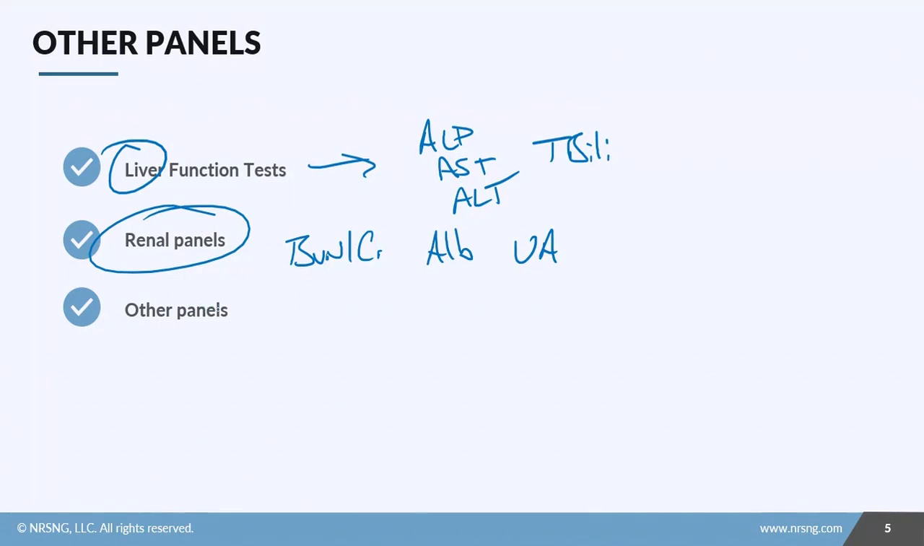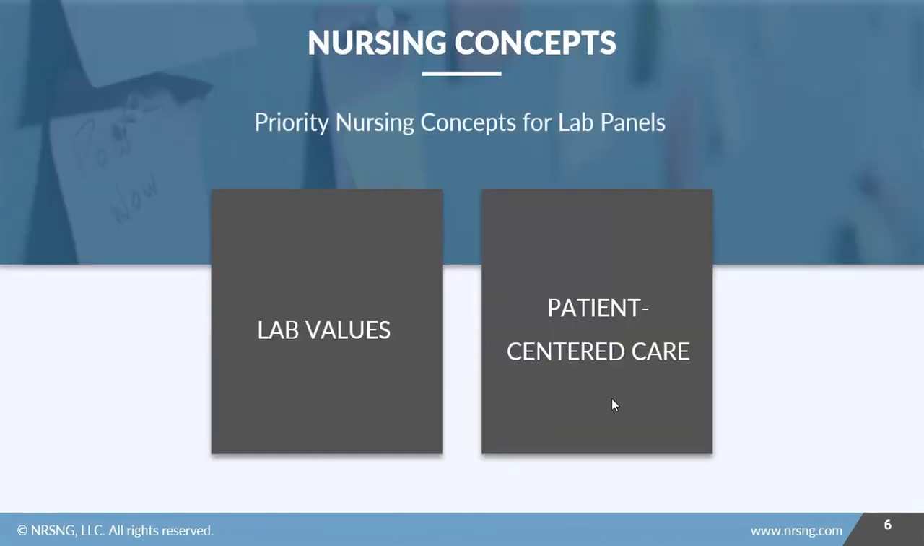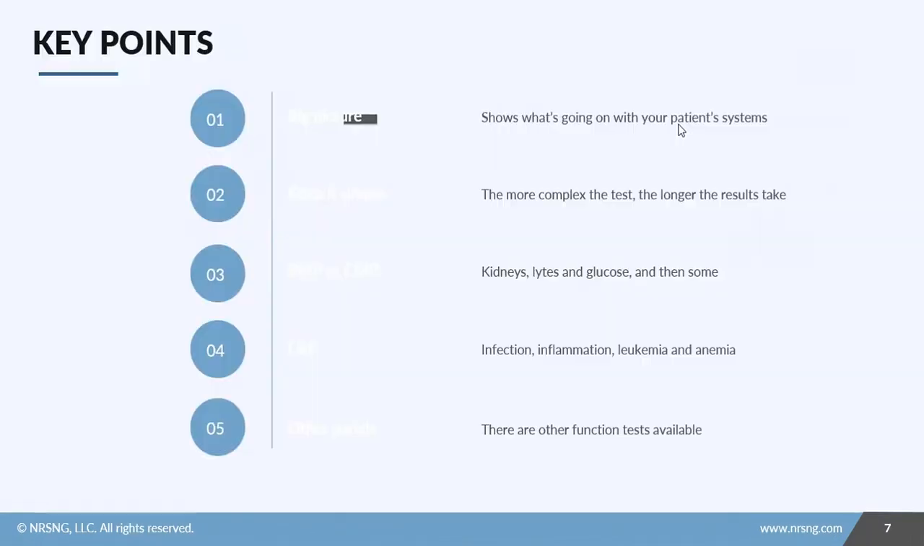You can also have other panels. These are going to be things like your lipid panels, or you have cardiac markers, and you also have electrolyte panels. They have their specific purpose, and it's important to understand where they fit into the grand scheme of you taking care of your patient. Now, for this lesson, it was really important to take a look at the nursing concepts of lab panels and patient-centered care when we're talking about the different types of lab panels for your patient.